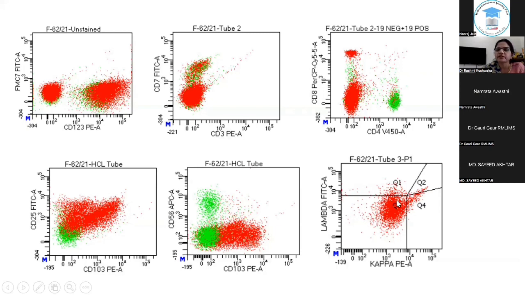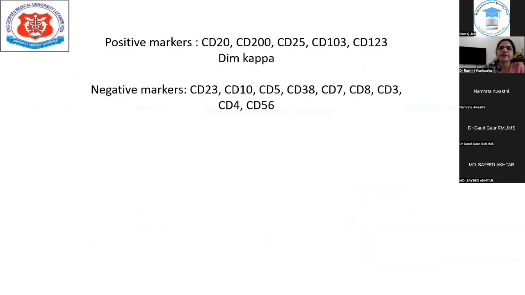And when checking for clonality, there is almost equal expression of lambda and kappa. So we are dealing with a B cell population that is expressing CD20, very bright CD200, and other hairy cell markers like CD103, CD123, CD25, and negative for all immaturity markers. So this is a case of hairy cell leukemia.